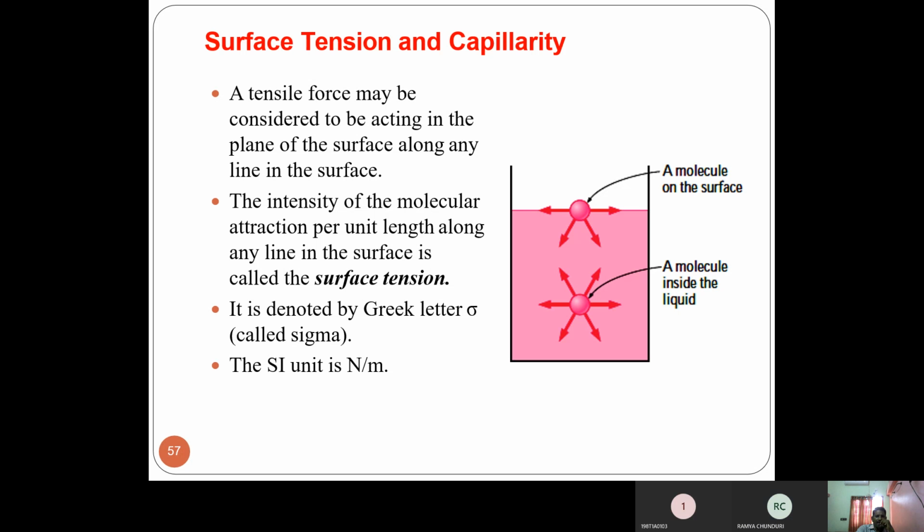That force will act along this length of the liquid. Tensile force is acting along the liquid. How is this tensile force resulting? Because of the unbalanced cohesive forces. This is the simple information regarding surface tension.